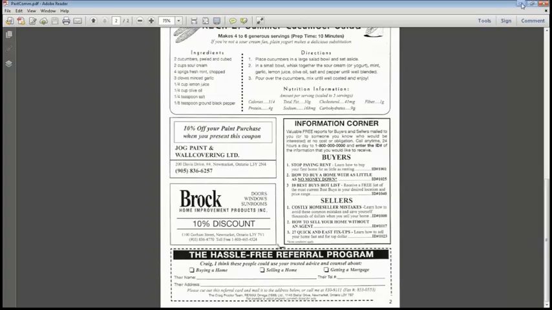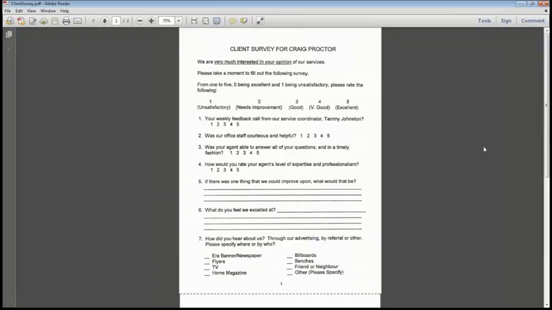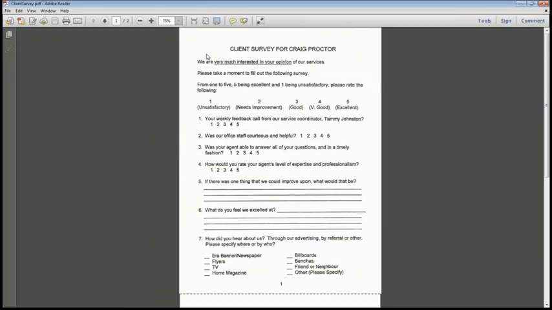Okay, let's shut that attachment now and go to the survey. Okay, let's go to client survey. Have everybody look at that survey. Again, go to 75%. I'd like to be able to see the entire page on my screen. Client survey for Craig Proctor. We are very much interested in your opinion of our services. Please take a moment to fill out the following survey. We're going to make it easy, right? People are lazy, so we're going to make it easy.